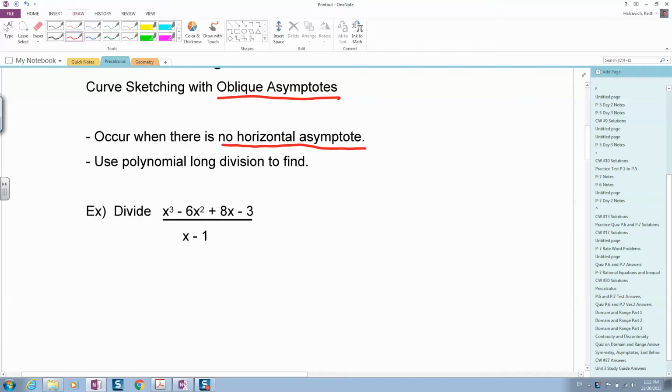For example, here notice the degree of the numerator would be 3. The degree of the denominator would be 1. So notice there is no horizontal asymptote because the numerator is larger than the denominator. So there is going to be an oblique. To find it, we're going to do long division.